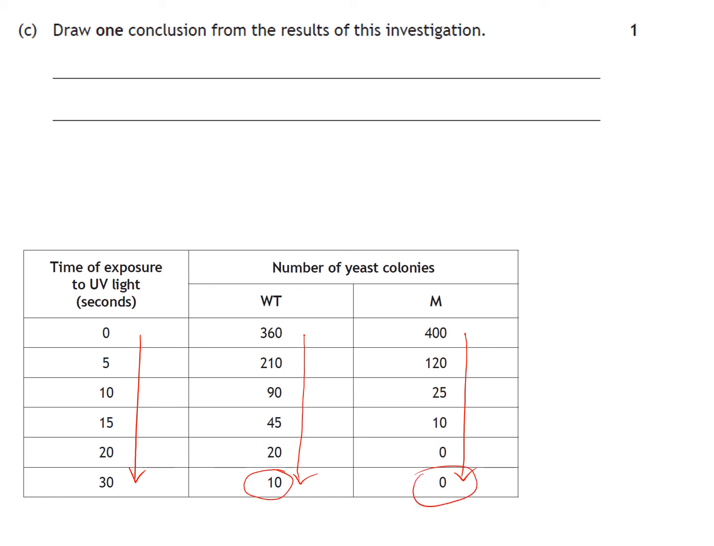Okay, you can also say that at no UV that the mutants actually have a higher level than the wild type. But because this was looking at the time of exposure, you really do want to bring this into the conclusion. There's a list on the mark scheme of what's acceptable for this one.